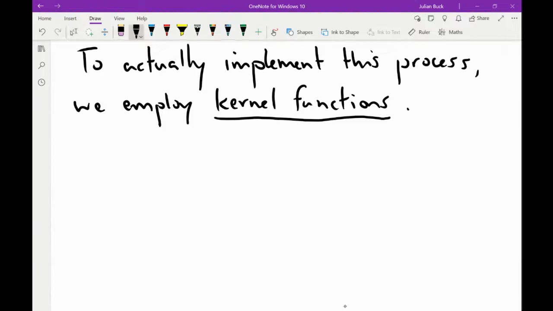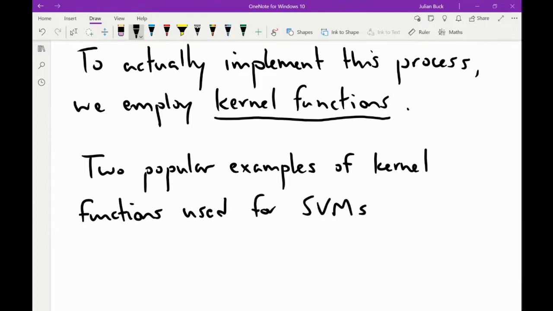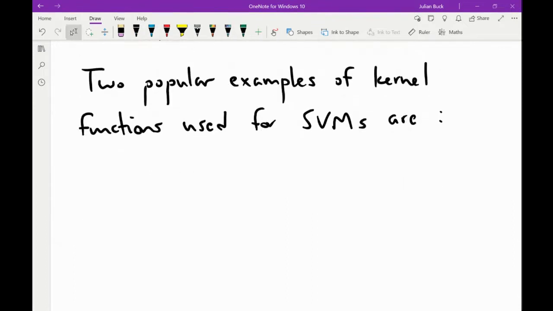So, two popular examples. I'm just going to give you two, but there are plenty. There are others in the text, and you could also look up others online. I'm sure there's a big table of these on Wikipedia or something like that. Two popular examples of kernel functions used for support vector machines, which is the general name for this technique, are the following. One is to simply use a polynomial function, which is basically what we just did in the previous example. We call it a dth degree polynomial.